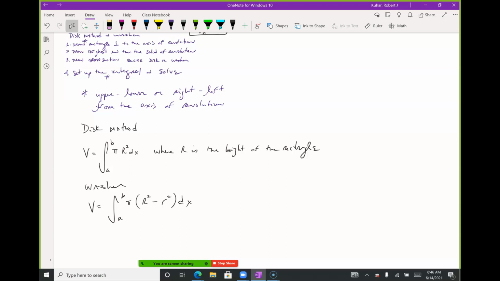Let me let my dog in the room. Hold on, please. Come on, Lucy. Come on. Come on up. We're learning the disk method, washer method. Come on. Good girl.